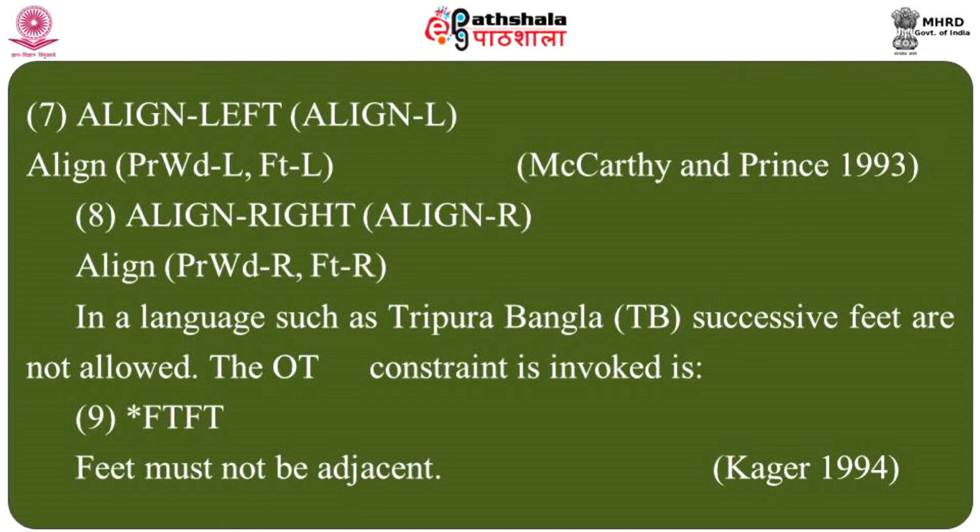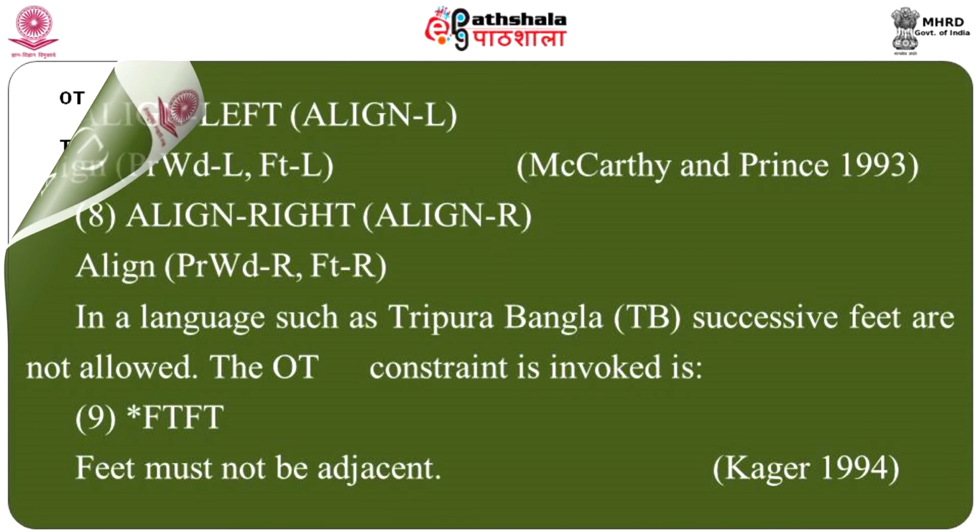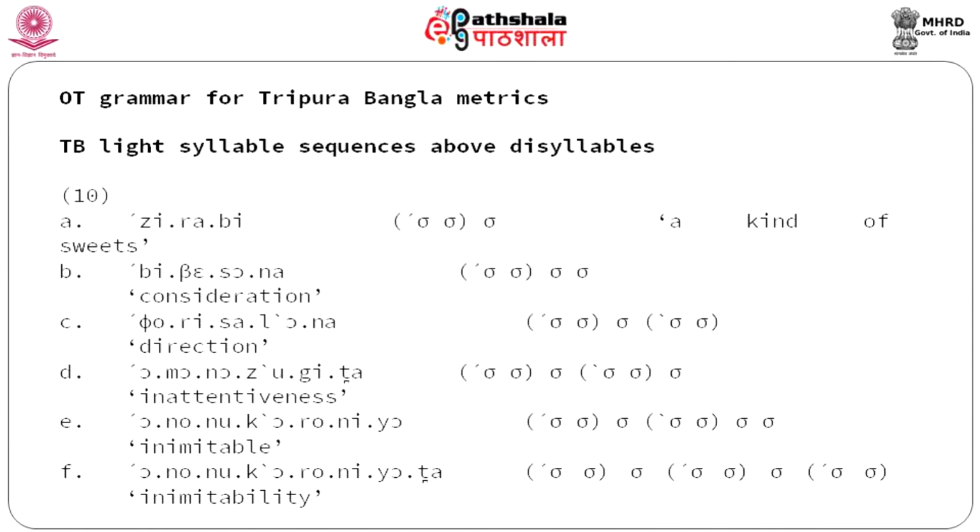In a language where the head foot is a trochee, the most prominent syllable stands aligned with the left edge of the word. And the converse is the picture of a language where the head foot is an iamb aligned right with the prosodic word. In a language, for instance, Tripura Bangla, successive feet are not allowed. To address this issue, an OT constraint is invoked, stated as shown on the screen. Foot, foot, that is, feet must not be adjacent.